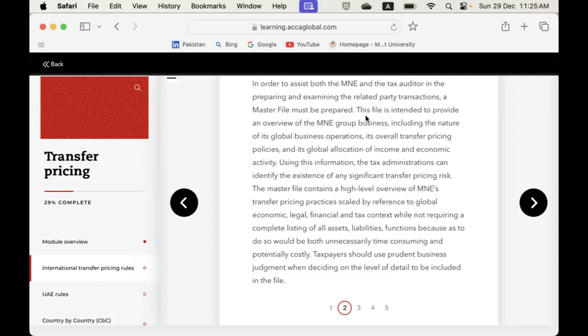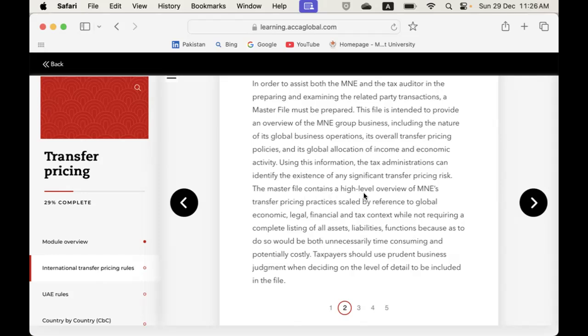This file is intended to provide an overview of the MNE group business, including the nature of its global business operations, its overall transfer pricing policies, and its global allocation of income and economic activity. So, master file is a high level document, and it addresses the overall business of the multinational enterprise. Using this information, the tax administration can identify the existence of any significant transfer pricing risk.